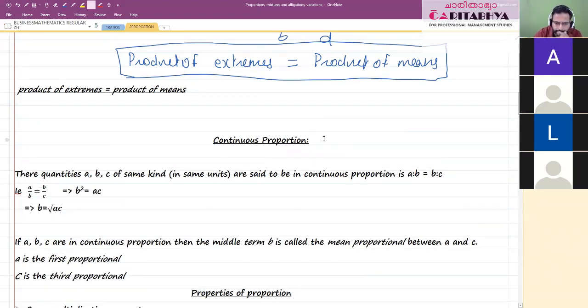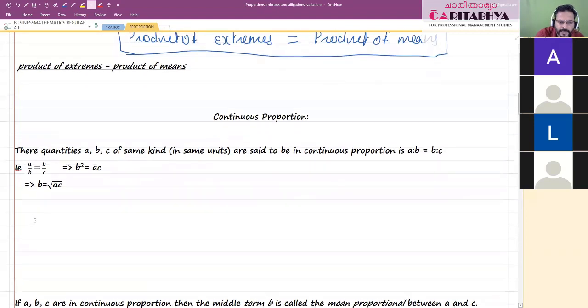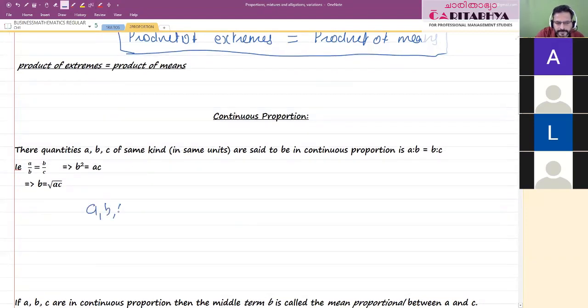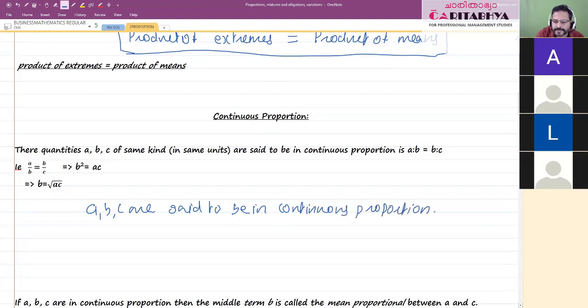In the continuous proportion case, we have 3 quantities. If 3 quantities A, B, C of the same kind and same unit are said to be in continuous proportion. For proportion, what should be satisfied as per our definition? There should be an equality of 2 ratios. How many quantities do we have here? 3 quantities. To say it is continuous proportion, A is to B should be equal to B is to C.